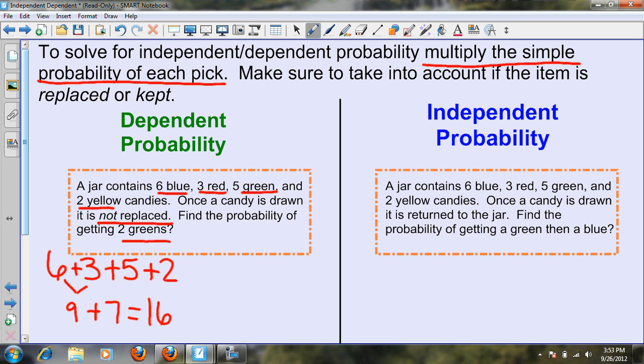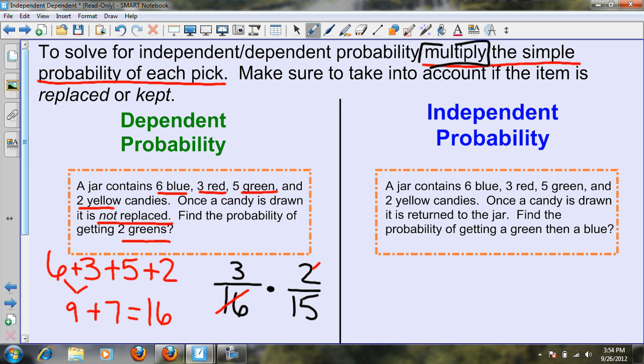The probability that on my first pick I'm going to get a green: how many greens do I have? 5. Out of how many candies total? 16. My rule says I'm going to multiply. I did not replace, so how many candies do I have left? 15. How many green? Assuming that I took 1 the first time, I have 4. So 5/16 is the simple probability for my first green, and 4/15 is the probability of my second green.